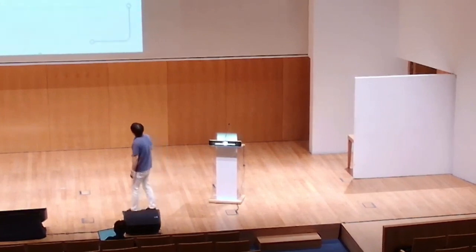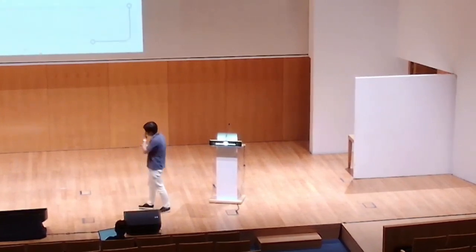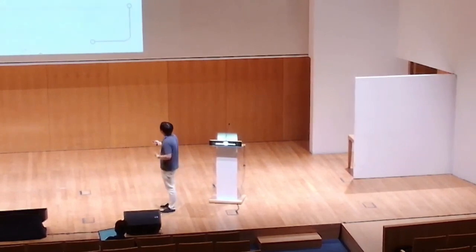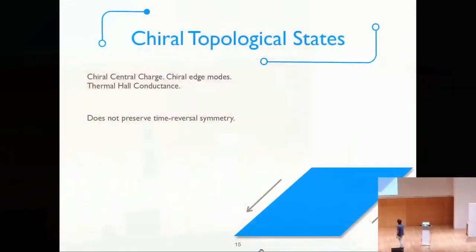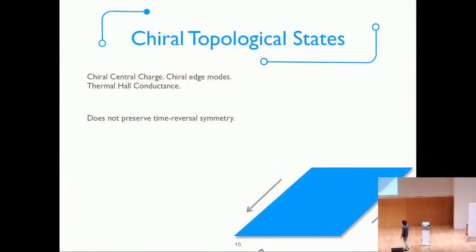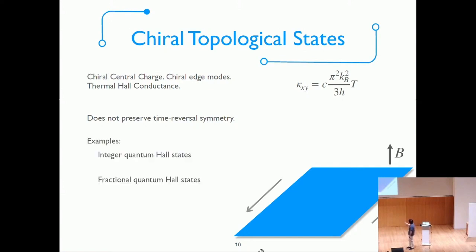Now we want to go to the central theme of this talk, which is how to understand the entanglement renormalization circuit for chiral topological order. So we start with the definition of so-called chiral topological states. Typically, these states have the following properties. They have a well-defined chiral central charge and a chiral edge mode flowing in a certain direction, and also a thermal Hall conductance, which is proportional to the chiral central charge. They do not preserve time reversal symmetry because the current can flow either clockwise or counterclockwise.